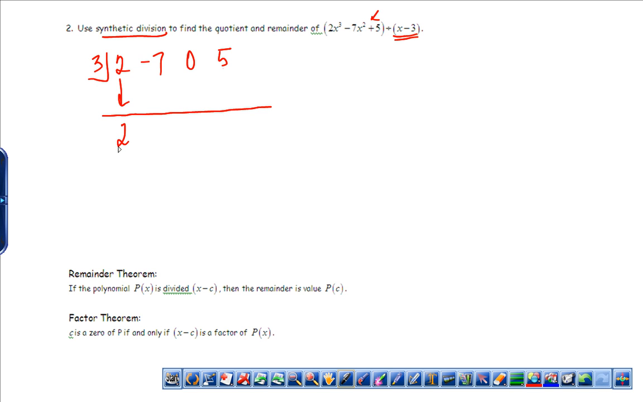You say 3 times 2 is 6. You subtract. This is negative 1. 3 times negative 1 is negative 3. Subtract. Well, you're actually adding, but since there's negatives, you're subtracting here. So this is negative 3. Multiply times this number. This is negative 9. This gives you a negative 4. This is your remainder.